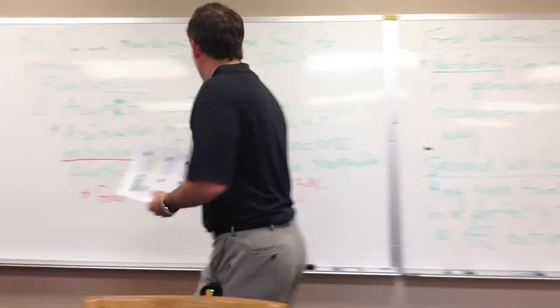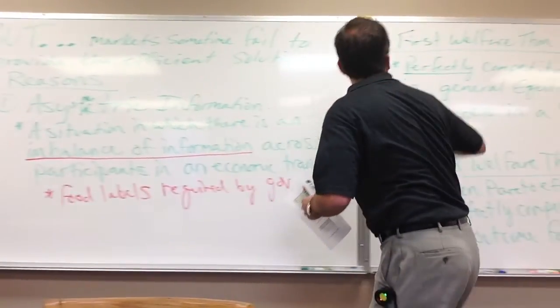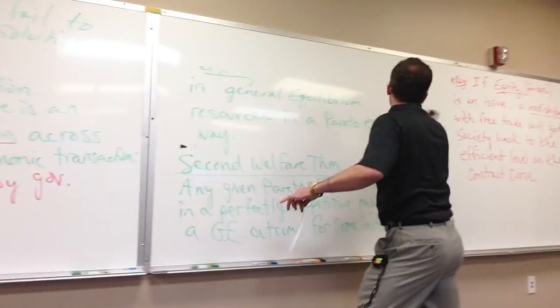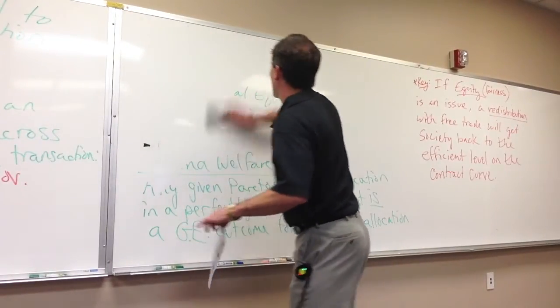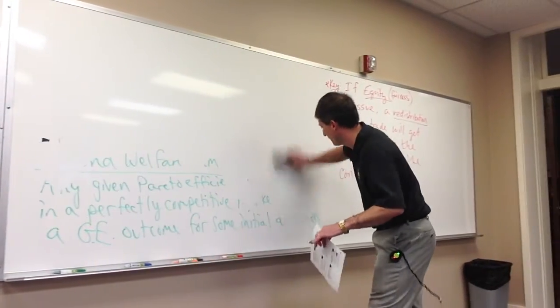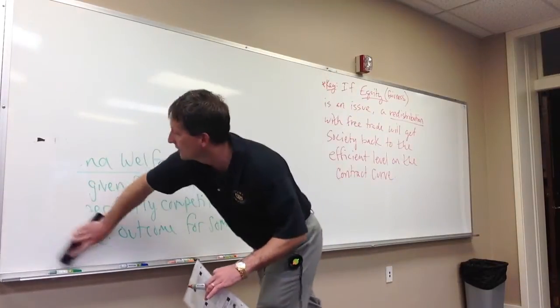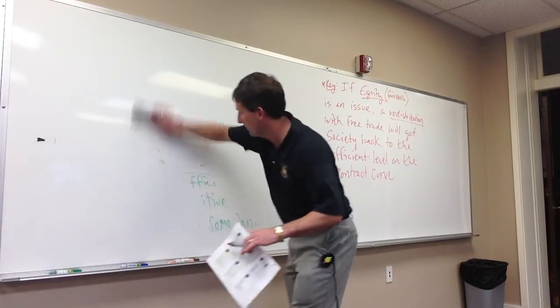All right. Now number 2 and 3, we're going to come back and spend time on asymmetric information, but I wanted to throw that out first. Number 2 is externalities.